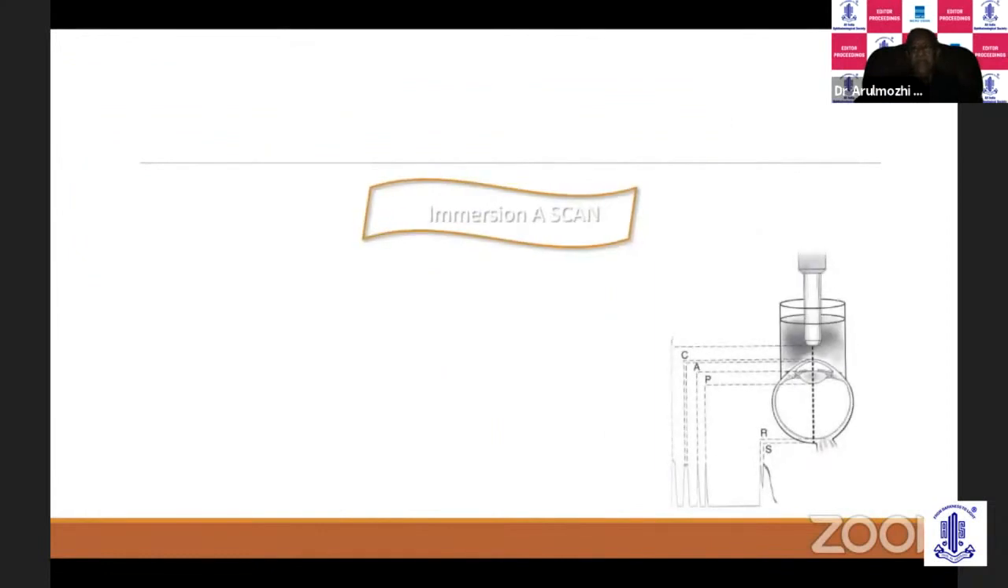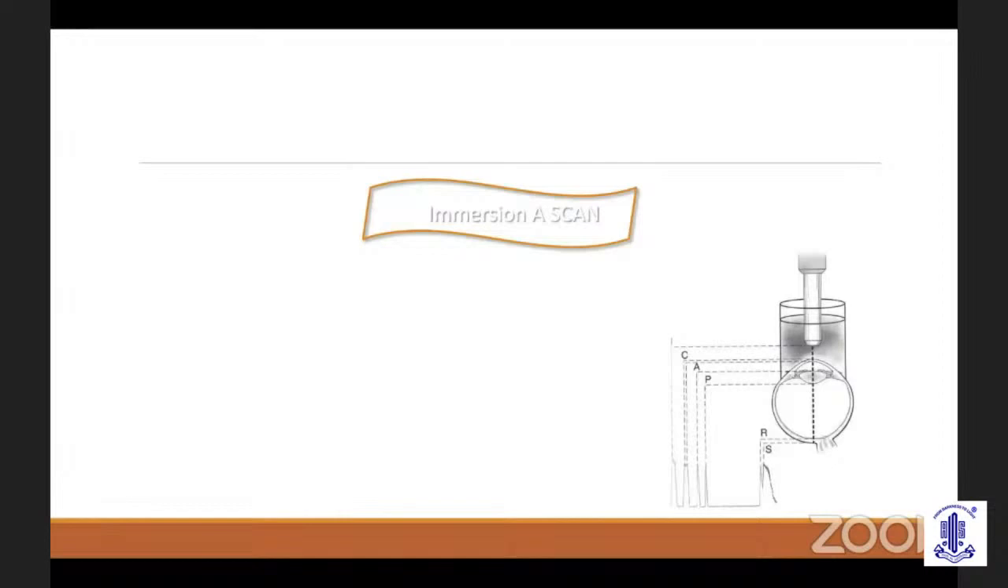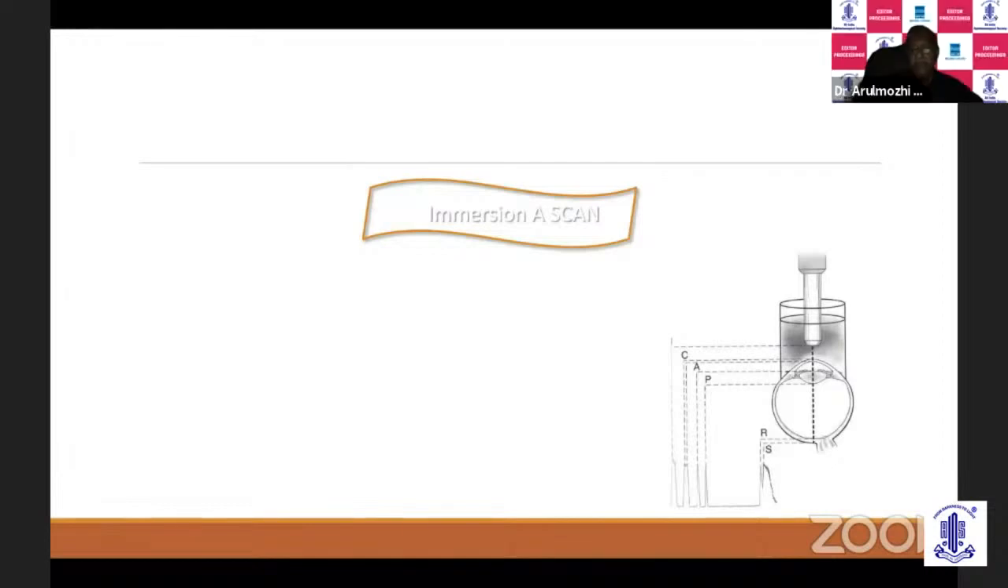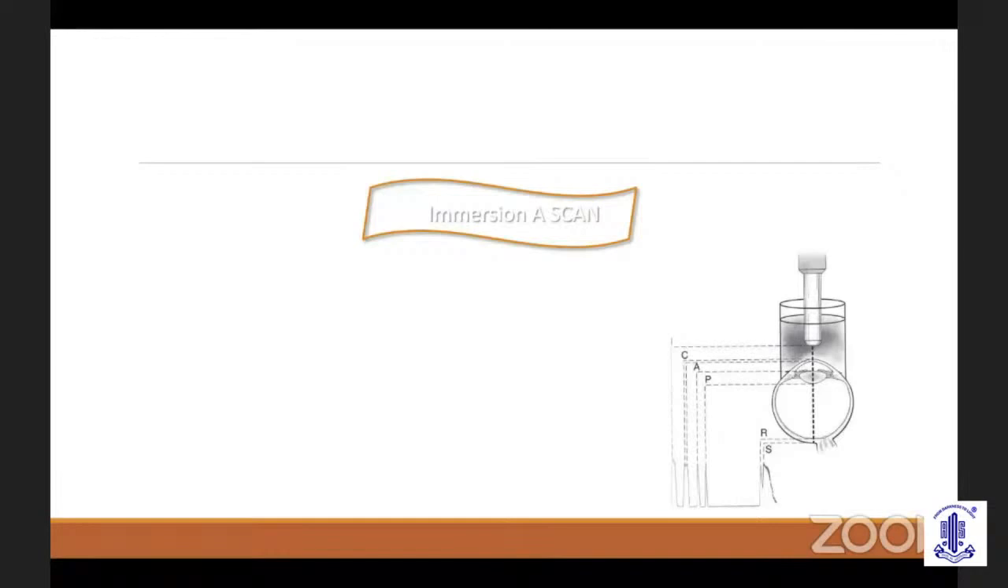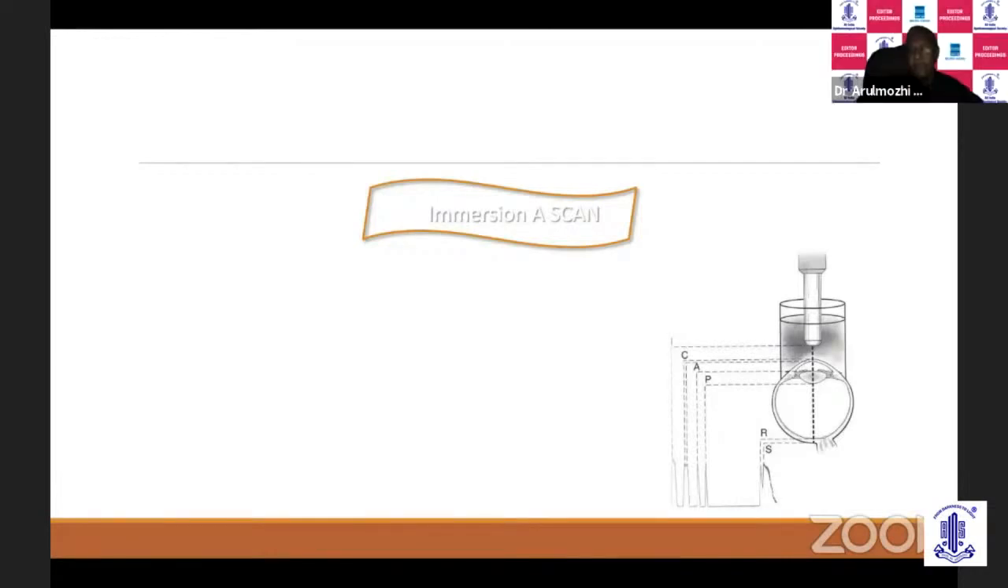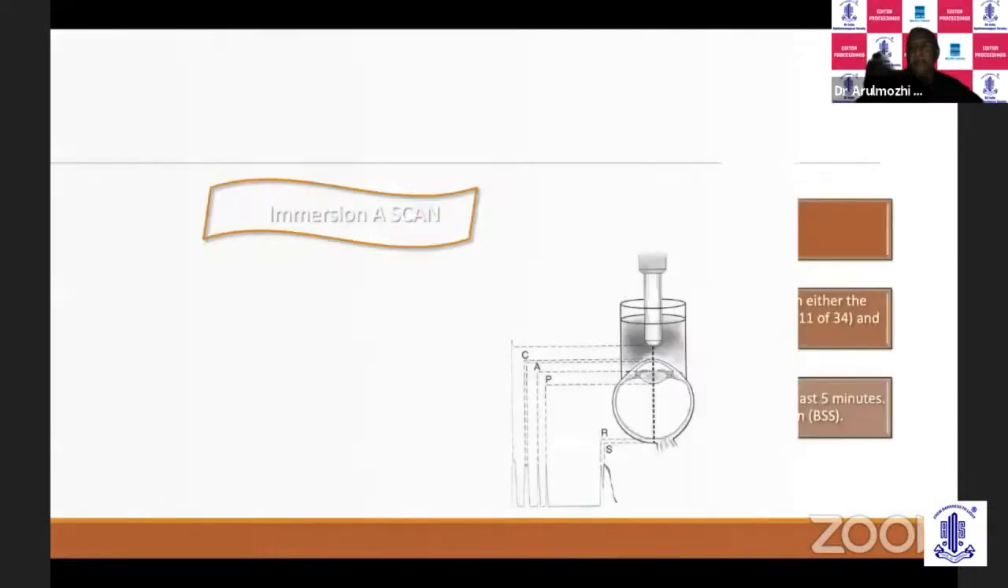In the immersion scan, you would see a slight double peak on the cornea because the probe doesn't touch the cornea. You can see a double peak. Then you would see the anterior lens, the posterior lens, and the other peaks are otherwise the same.